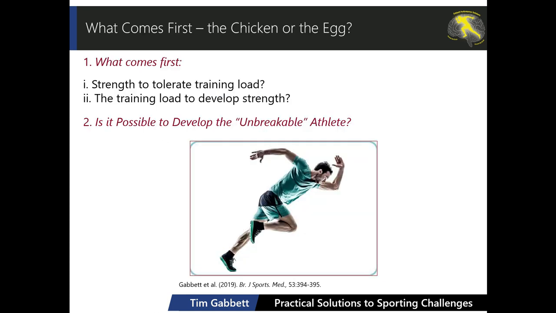Now, our two questions in this paper, one was related to a chicken or egg type question. What comes first? Is it the strength that allows us to tolerate training load? Or is it training load that develops strength in order for us to tolerate more training load? And our second question was if we can use training load information and what we know about training load and injury risk to better manage our athletes to help develop the unbreakable athlete.